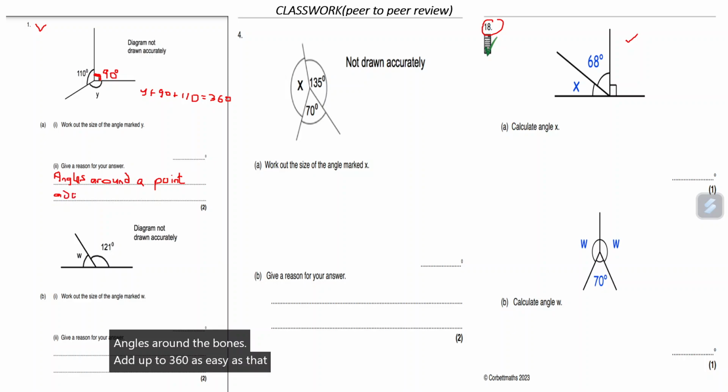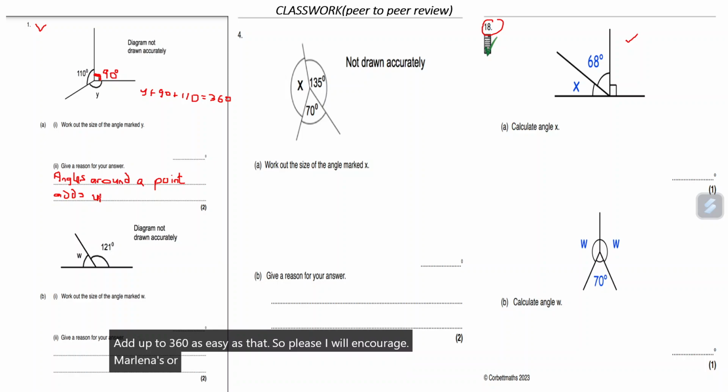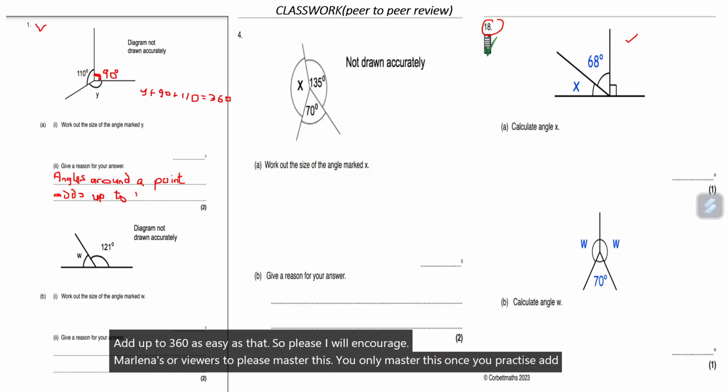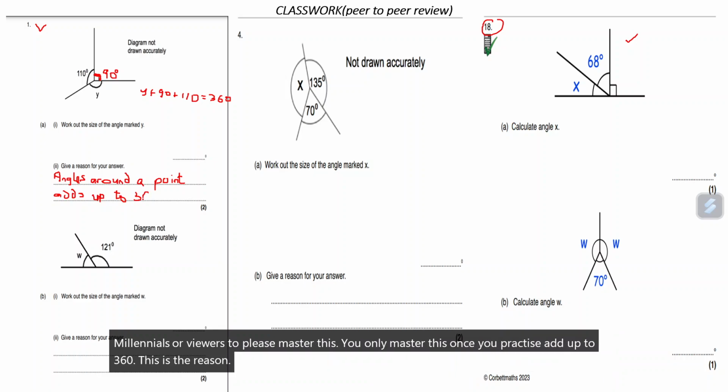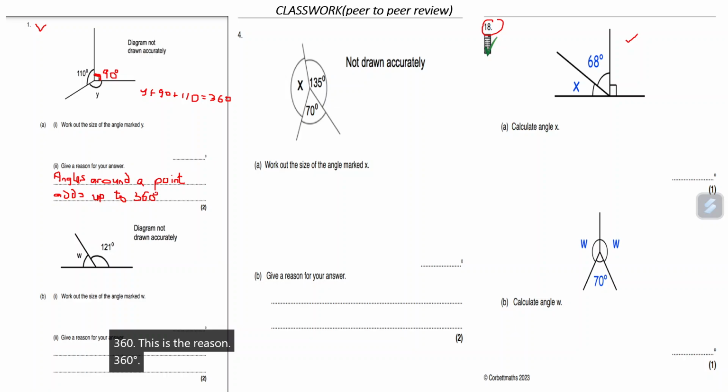So please, I will encourage my learners or viewers to please master this. You only master this once you practice. Angles around a point add up to 360 degrees. This is the reason. Reason: angles around the point add up to 360.